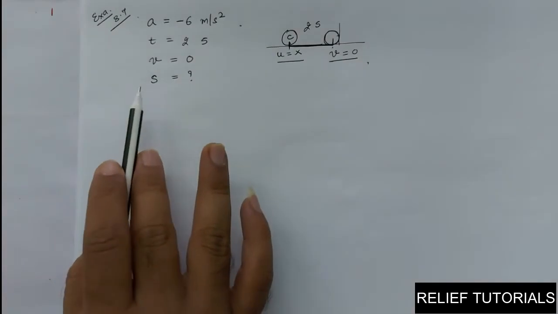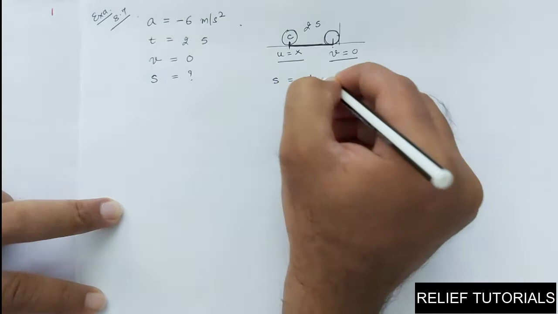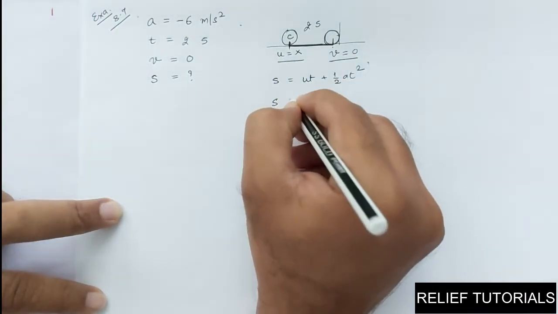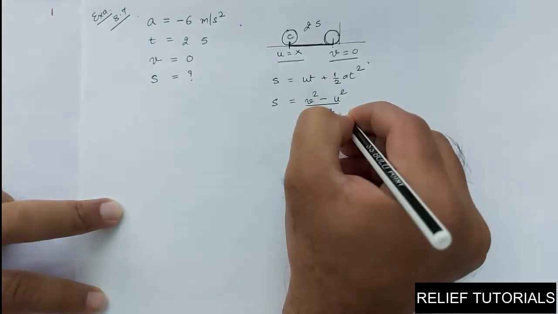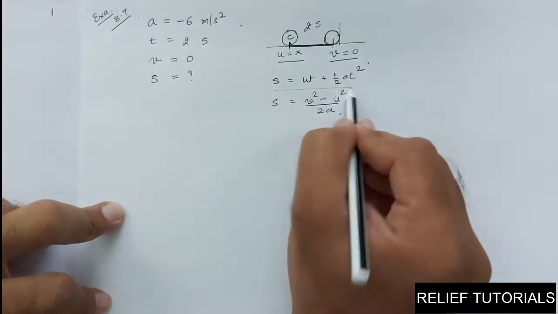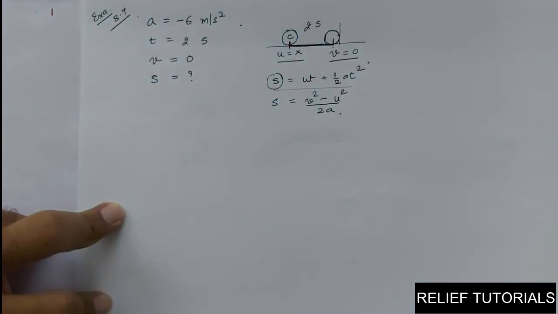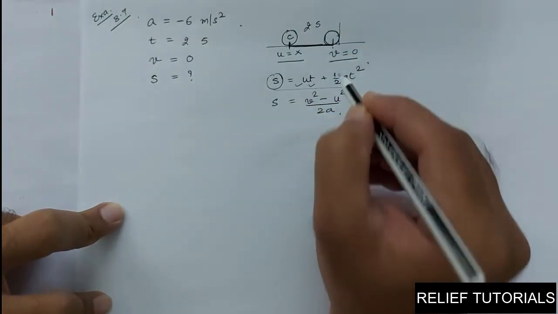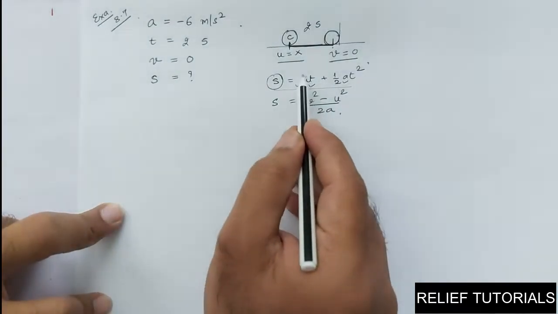We know that there are 2 formulas regarding S. Let me write again. S is equal to ut plus half at square, and also S is equal to v square minus u square by 2a. So any one of them you can use, but look at this. If you use this first formula of S, because we want to find S here, then you should have the value of u, t and a. We have the value of a, we have the value of t, but we don't have the value of u.